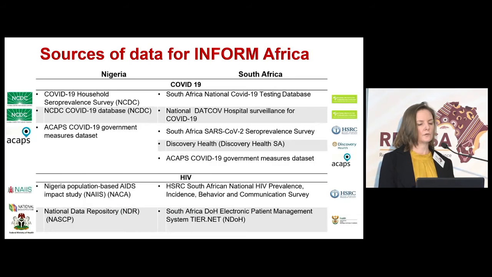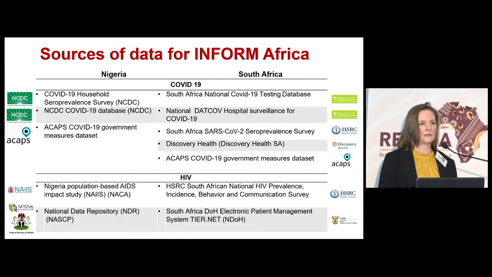For the COVID data, we're looking at national household seroprevalence surveys, a matching survey in Nigeria and South Africa. And for the testing data, we're looking at, again, a national database. In Nigeria, this comes from the Nigerian CDC, and in South Africa, it comes from our National Institute for Communicable Diseases. They also access some open source data from the government measurements data set. The one aspect that we have on the South African side is to bring in the private sector. So we have a collaboration with Discovery Health to look at data from Discovery Health and add it to the public sector data as well.